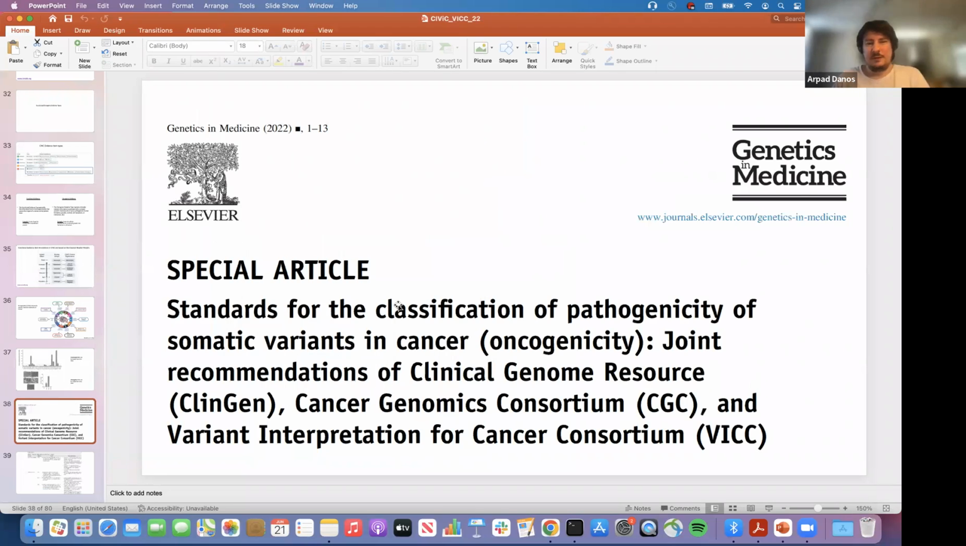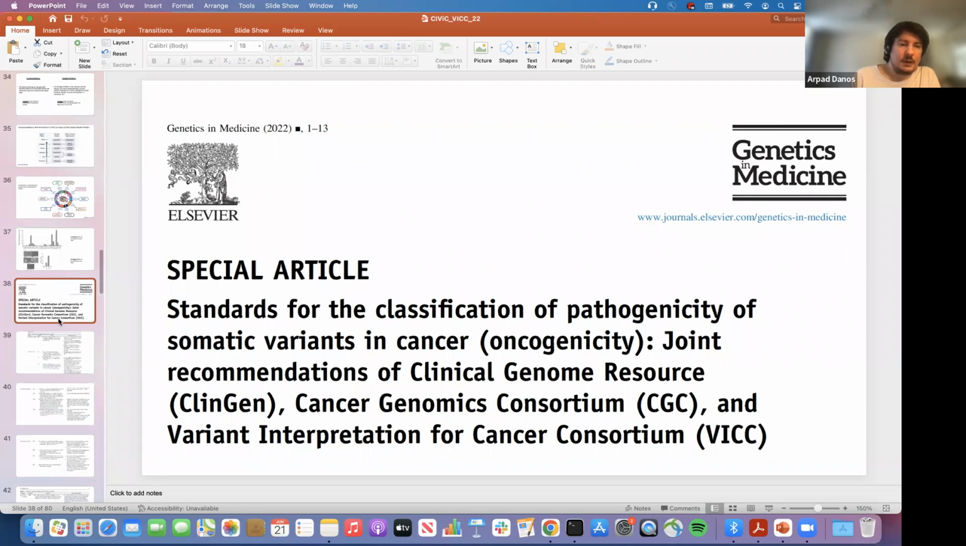Moving on, we want to think about oncogenicity, because both of these oncogenic and functional evidence types ultimately can be used to come up with assessments of a variant's oncogenic potential. In order to do this in a more formal way, work was done, including by the VICC: the standards for the classification of pathogenicity of somatic variants in cancer. These are oncogenicity joint recommendations from CGC, ClinGen, and VICC.